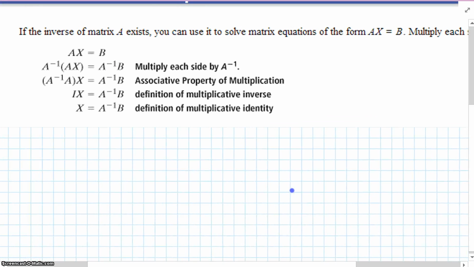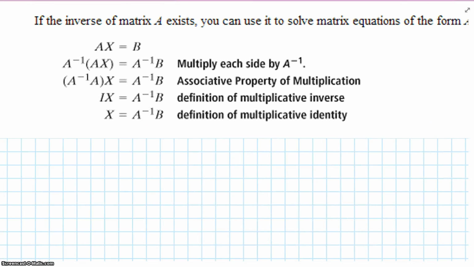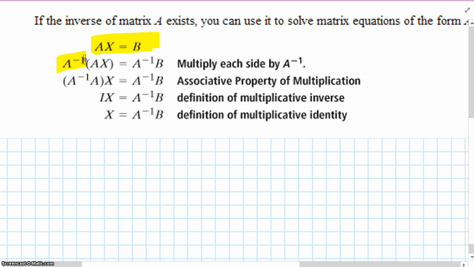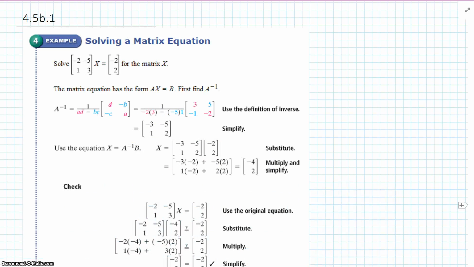If the inverse of a matrix A exists, you can use it to solve matrix equations. Remember, in Algebra 2, our capital letters represent matrices. In the first example, I have matrix A times matrix X equals B. I can multiply each side by the inverse of A, and you can see the different properties of multiplication that we go through at the bottom. But if the inverse of matrix A exists, X equals the inverse of matrix A times matrix B. So this is very good for us.